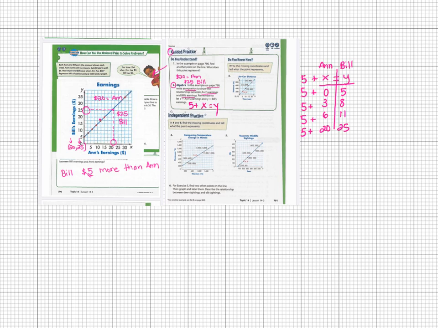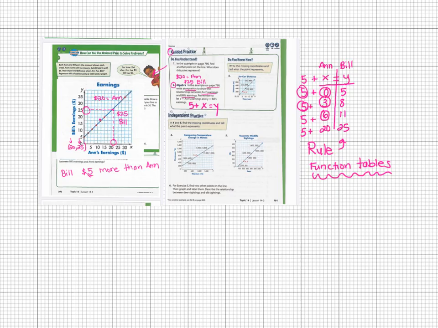That just means that for everything Ann has, whatever Ann gets, Bill is always going to have $5 more. Okay, so that's just the rule, and it's also sometimes called a rule, and these tables are sometimes also called function tables. Okay, so this is the rule, and it's all pre-algebra for you guys. Okay, so you just wrote an algebraic equation, 5 plus x equals y.